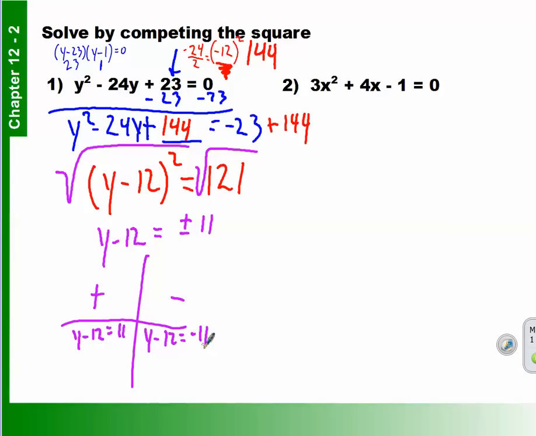What will I do to get the y by itself? I'm going to add 12 to both sides of everything. And so I get y is equal to 11 plus 12, which is 23. Over here we get y is equal to 1. Is that the same answer we got up here? Yes. But it took a lot more time. So it works. We have solved this problem by completing the square.